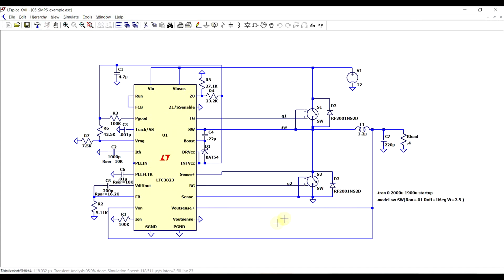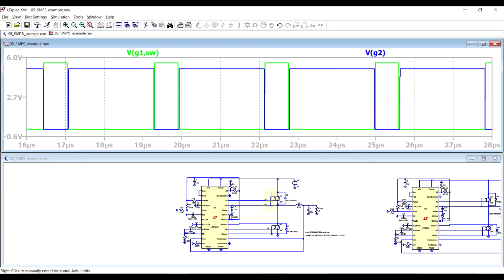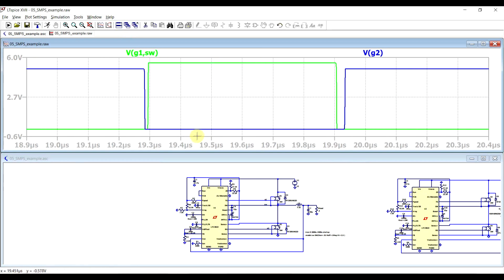So if we run this simulation, if we first look at the gate driving voltages, so the signal going into the upper transistor, the signal going into the lower transistor, and we zoom in a bit, we can see that there is a very clear period in which none of the transistors are being driven. So this is our dead time.